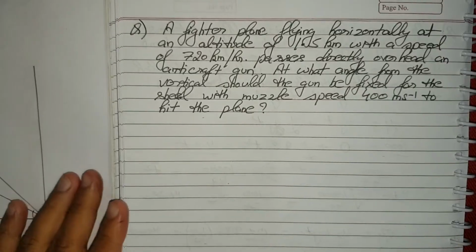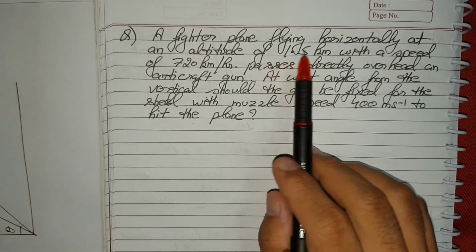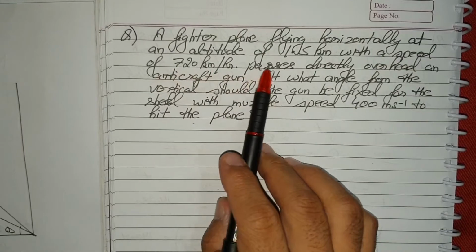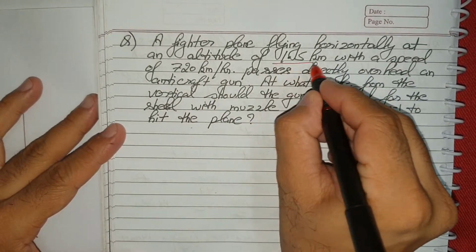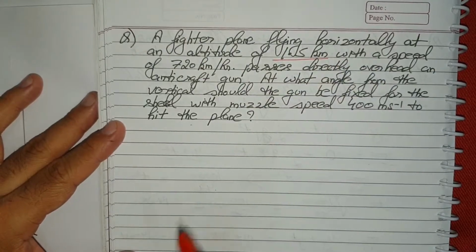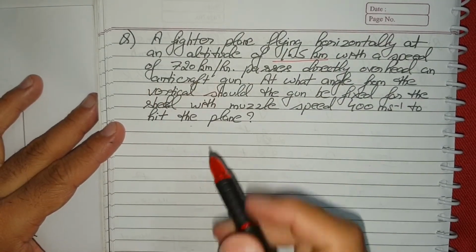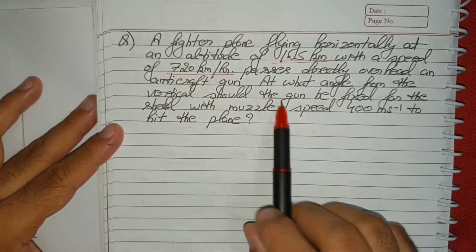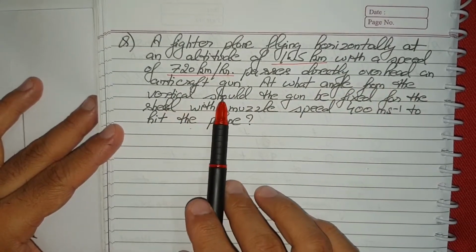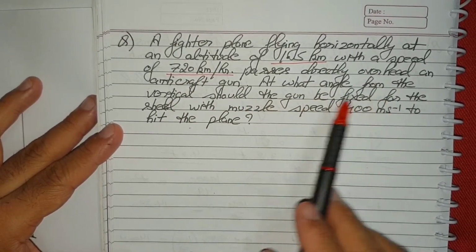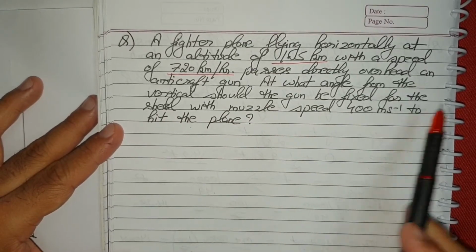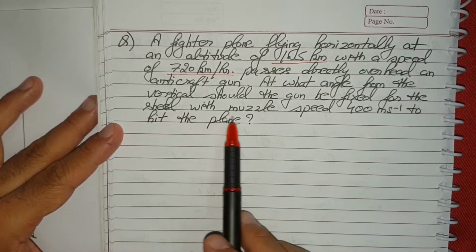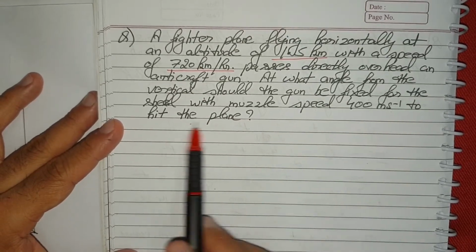The next question is: a fighter plane flying horizontally at an altitude of 1.5 kilometer, and I think later we have to convert it to meter, with a speed of 720 kilometer per hour, passes directly overhead an anti-aircraft gun. Now, at what angle from the vertical should the gun be fixed for the shell with muzzle speed of 400 meter per second to hit the plane?